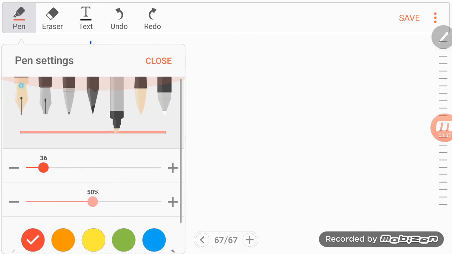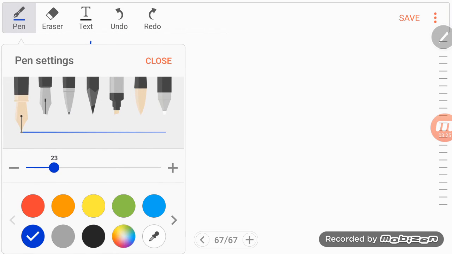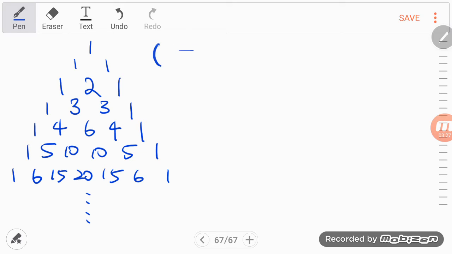All right, so that's what a Pascal's triangle is. Now, how can we use Pascal's triangle in math problems? So let's do one. I'm trying to expand this. Let's say (x plus y) cubed.